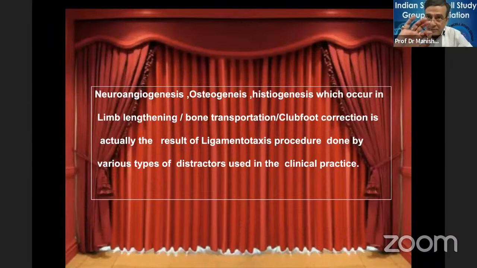So I want to emphasize here that the angiogenesis which is produced in regenerative orthopedics is actually neuroangiogenesis. Whenever we are using a distractor for Ilizarov, for a JESS fixator, or any such device for years together, we are producing ligamentotaxis by using different types of distractors. Actually, we are producing osteogenesis, histiogenesis and neuroangiogenesis, and believe me, it is simply the job of progenitor cells, nothing to do with a bone marrow aspirate or a PRP. Simply the progenitor cells at that particular point give this wonderful effect.